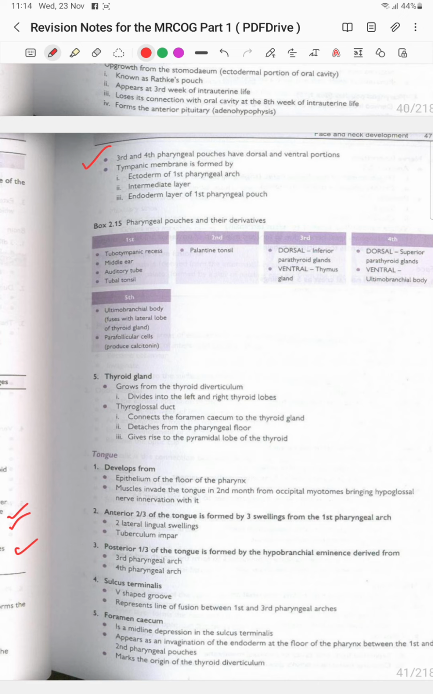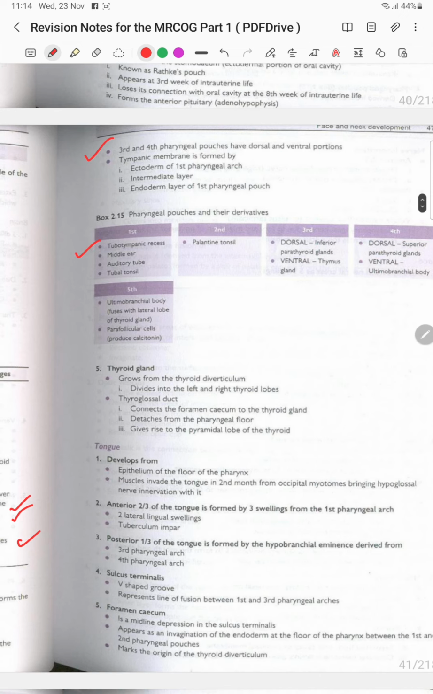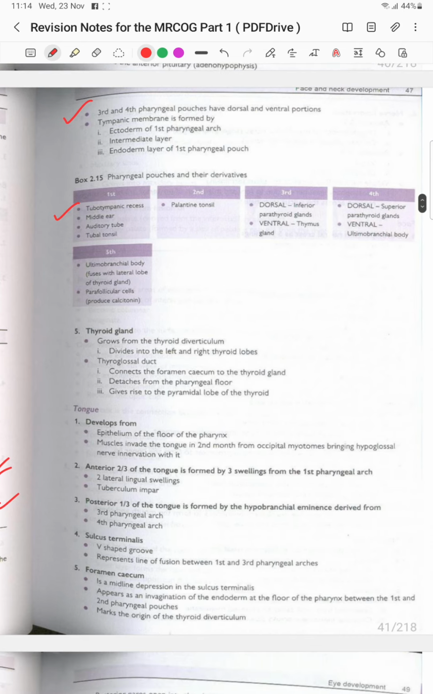The pharyngeal pouches and their derivatives: the first is the tubotympanic recess, forming the middle ear and the auditory tube and the tubal tonsils. The second is the palatine tonsils. The third is the dorsal inferior parathyroid glands and the ventral thymus gland. The fourth is the dorsal superior parathyroid glands and the ventral ultimobranchial body. The ultimobranchial body fuses with the lateral lobe of the thyroid gland and forms the parafollicular cells, which produce calcitonin.